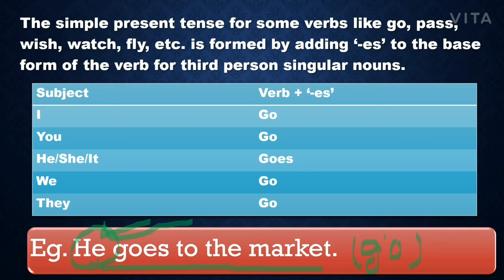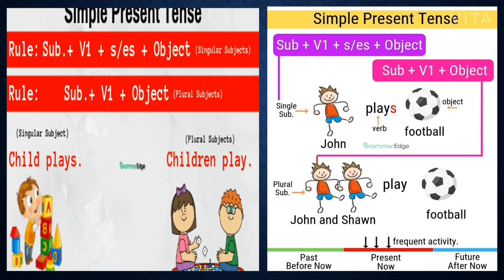Now the verb given to you here was go. So with go I have used ES here. He goes to the market. Clear students? So just keep this thing in mind. Whenever in a sentence he, she, it is given to you, then with these subjects you will be using S or ES with the verb. So always keep this thing in your mind. Again, now what are these singular subjects and plural subjects?